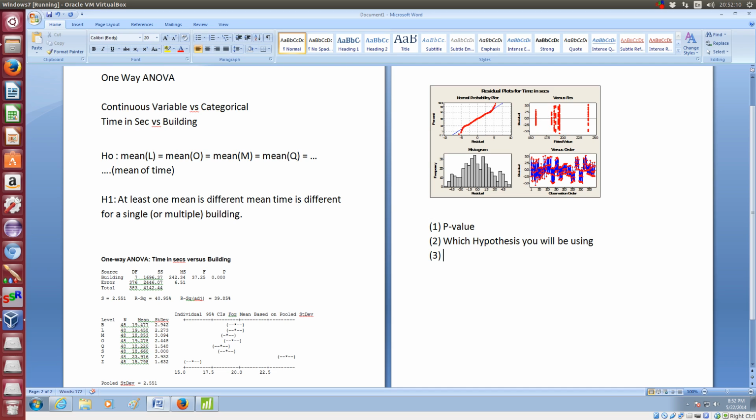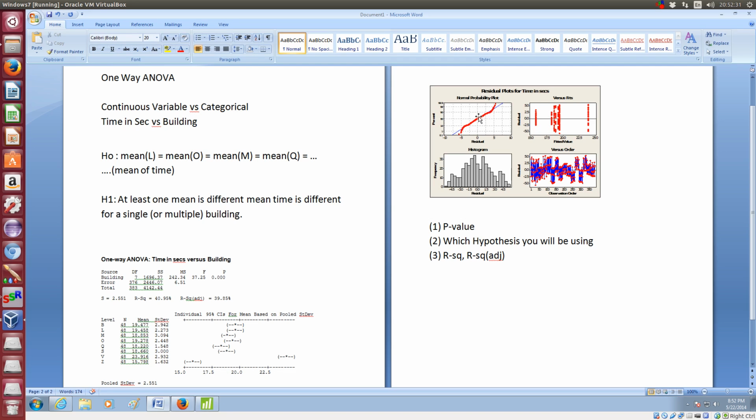And then once we've done that, we then need to look at the R squared and the R squared adjusted. This is important, but there is actually another test that allows you to analyze it.